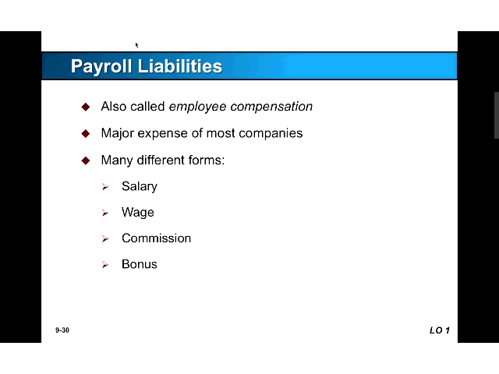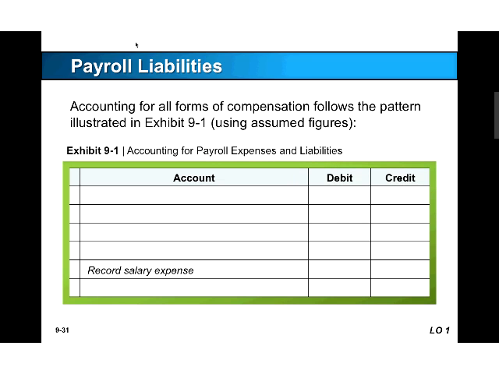So let's look at these payroll liabilities. Let's just say Exhibit 9.1 in your text. This example is in Exhibit 9.1. I'm totally making up the number. The book just made up the numbers. These numbers are not calculated. So let's say the payroll for a given period is $10,000.